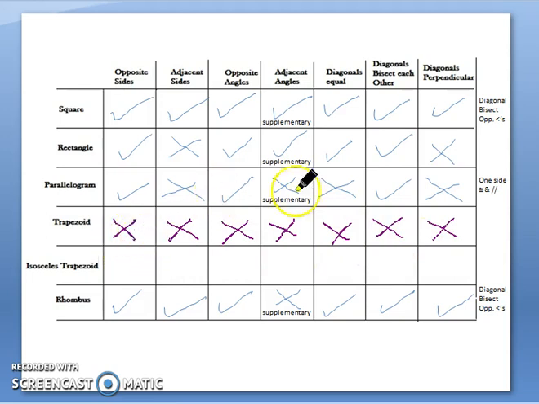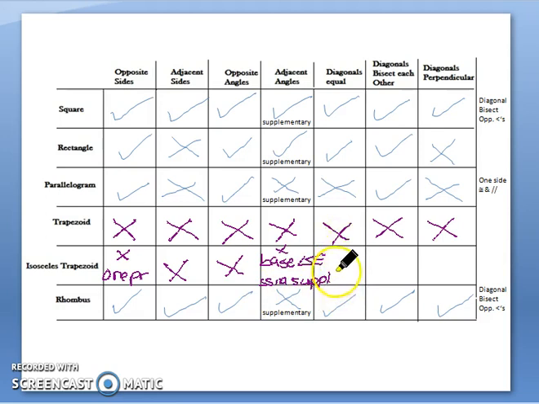Now in an isosceles trapezoid, typically are the opposite sides congruent? No, but you do have one pair. You do have one pair, and they're the non-parallel sides. Are the adjacent sides congruent? No. Are the opposite angles congruent? No. Are the adjacent angles congruent? Not typically, but your base angles are congruent, and your same side interior angles are supplementary. Okay? You do have base angles congruent, and your same side interior angles are supplementary.